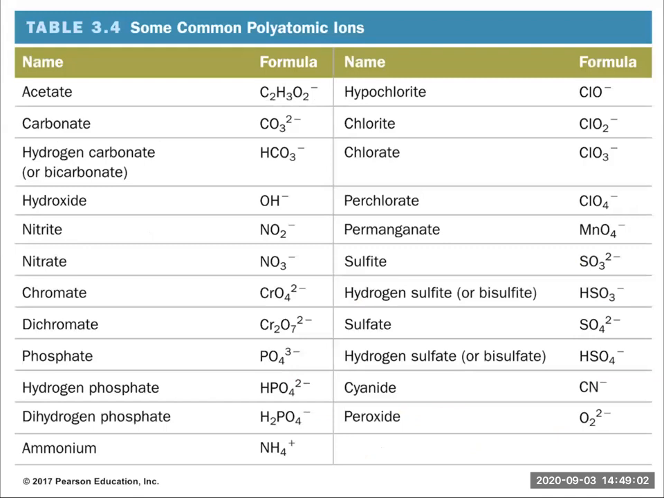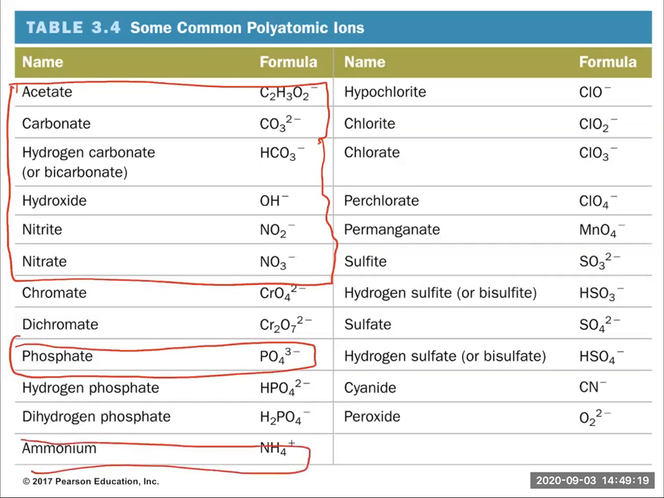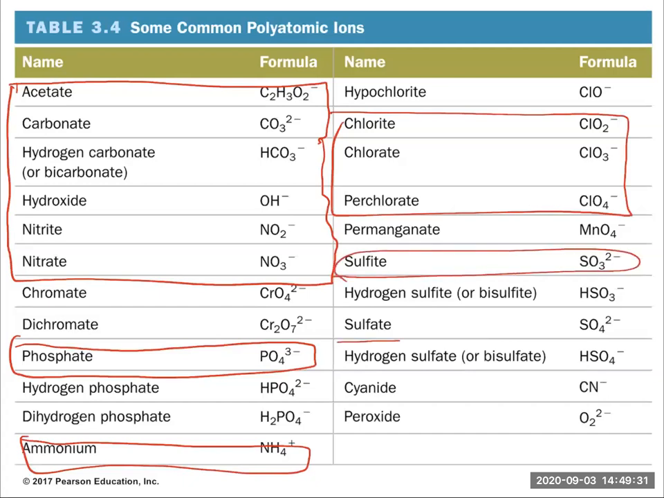Here's a list of polyatomic ions. The following are the ones that you're going to have to memorize, the ones I'm circling. You have to memorize those. There is a way of figuring out the naming, but it's more complicated, so we're just going to focus on memorizing those.